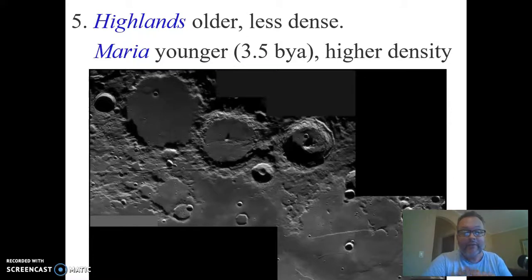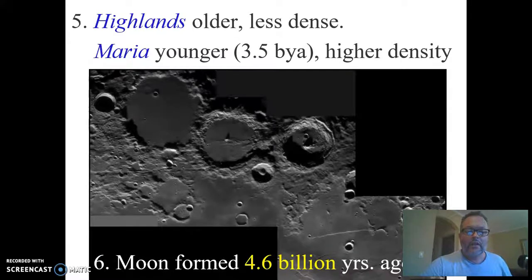Now, having said that, again, all the surface of the moon is ancient. It's just that the highlands are slightly more ancient than the maria. And the moon, just like everything else in the solar system, formed about 4.5 billion years ago.